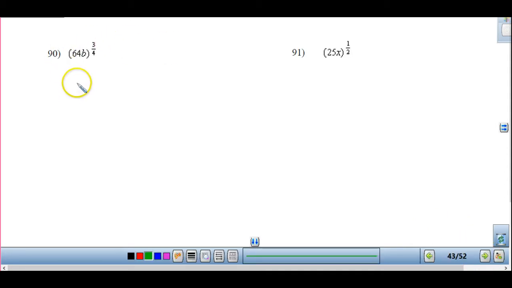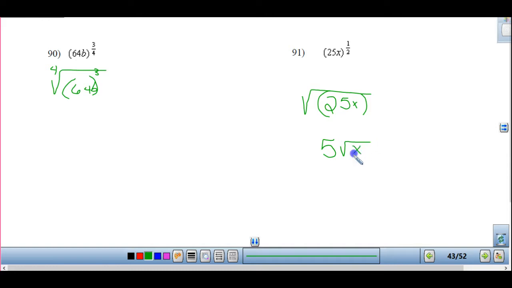Okay, now we've got parentheses. We've got 64 to the top, and then the 4th root. Okay, and you can just leave that, sorry, it's 64b, not just 64. Okay, here we've got 25x, and it's just the square root of 25x. If you wanted to simplify this, what's the square root of 25? It's 5, so we could take out the 5, and then it would still be times the root of x.